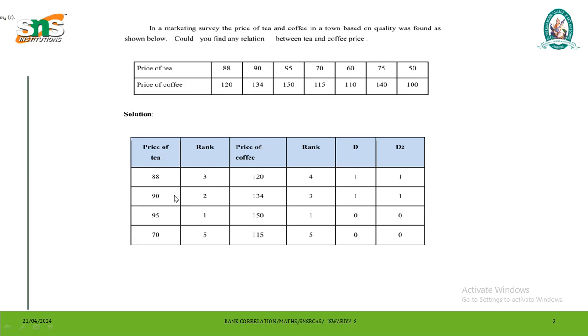After ranking both the data, we have to find the value of D. So we have to subtract both the ranks. For this, there is 4 minus 3, I get an answer as 1, and 3 minus 2, I get an answer as 1. Like this we have to find all the values of D. After that we have to calculate D square, which means we have to square all the values of D. Then we obtain the value of D square.